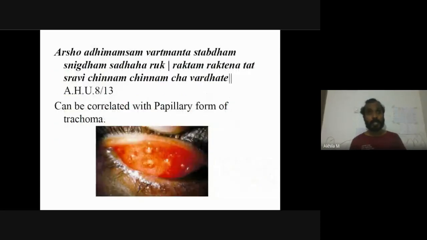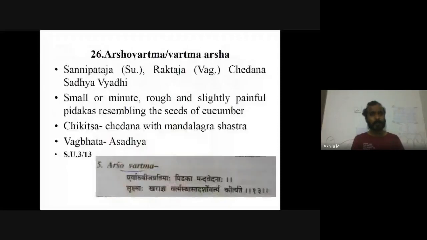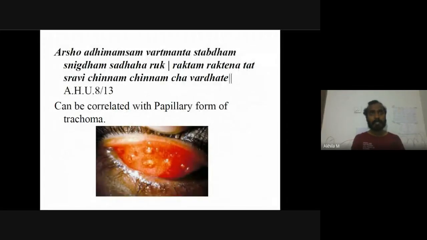Arsho adhimamsam vartmantah stabdham snigdham sadaharuk raktam raktena tat sravi chinnam chinnam cha vardhate. So because of the vitiation of the doshas, because of the vitiation of Rakta, there arises some adhimamsa eruption. Inside of the Vartma, stabdha, snigdha, with burning sensation, pain will be there.